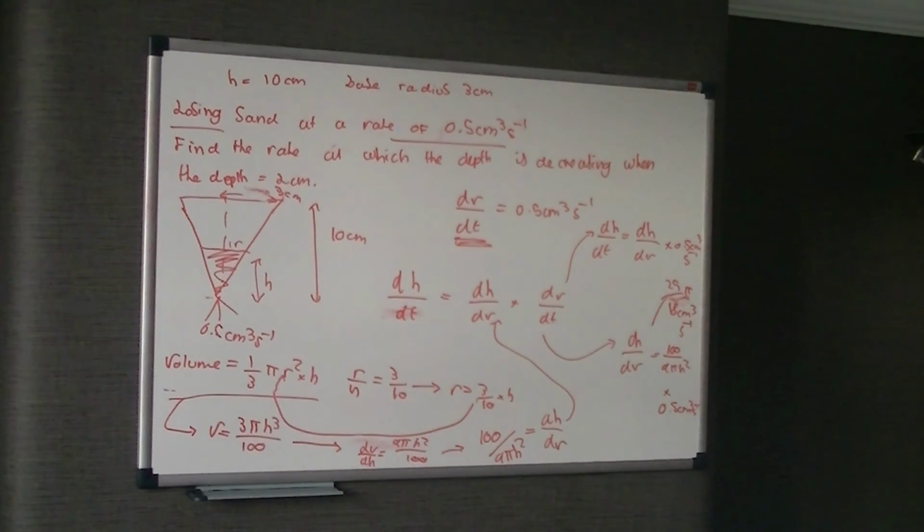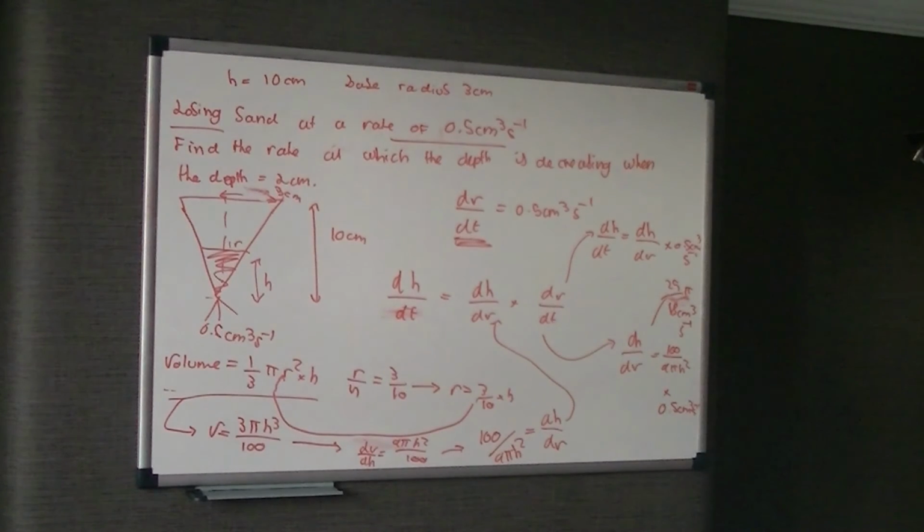It's asking us to find the rate at which the depth is decreasing when the depth is 2 centimetres. Now the depth is also equal to the height, and because we are finding the rate, this is dh over dt, and because we've already got one of the differentials, which is dv over dt, we know dh over dt is going to be equal to dh over dv, the unknown, times dv over dt, and we already know what dv over dt is because we're told it in the first sentence, which is 0.5 centimetre cubed per second.